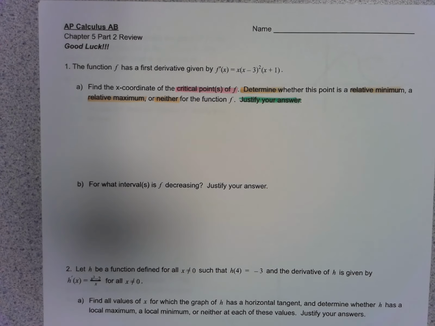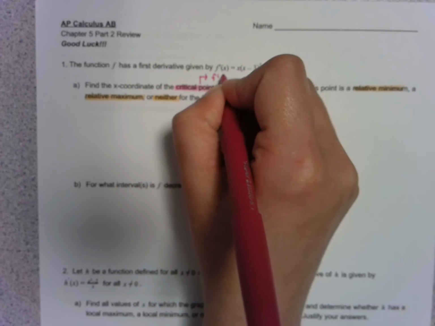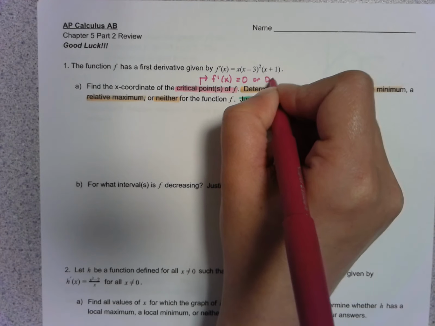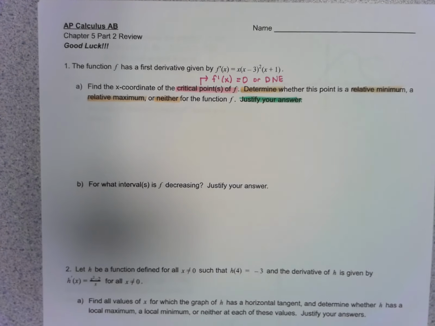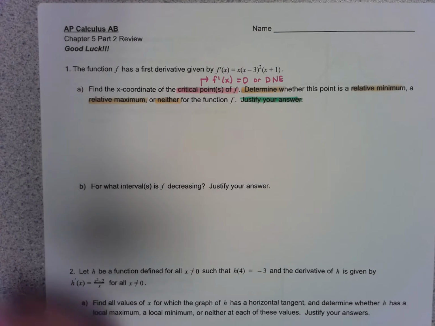So let's start with what it means to be a critical point. A critical point is a place where f prime of x is equal to 0 or does not exist. Now, in order to figure this out, we need to take the first derivative, which we've already got, and set it equal to 0, or figure out if there are certain x values that would make the first derivative undefined.